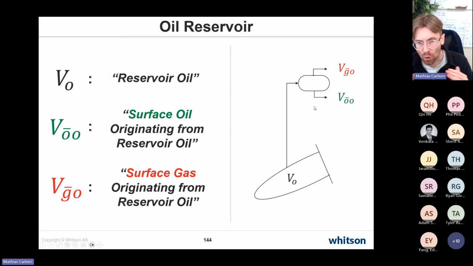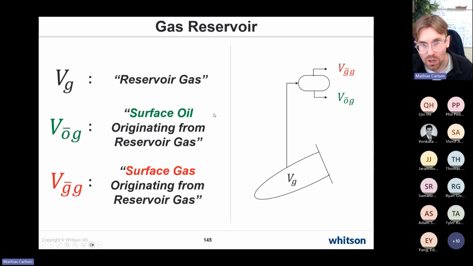If we look at an oil reservoir, we talk about Vo as reservoir oil. Then we talk about anything that originates from that reservoir oil that at surface would end up, so Vo hat O is surface oil originating from reservoir oil. Vg hat O is surface gas originating from reservoir oil. And vice versa on the gas side, if you have a gas reservoir, you can have surface oil originating from the reservoir gas phase. That's what we call condensate.